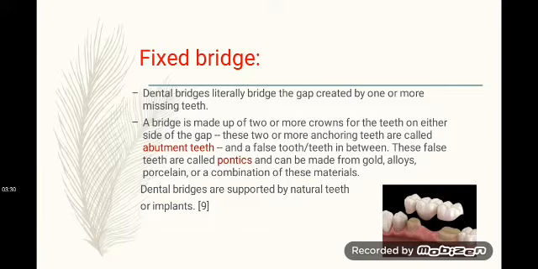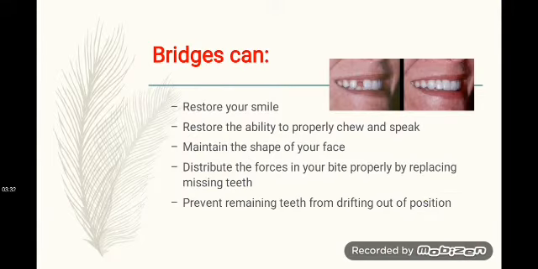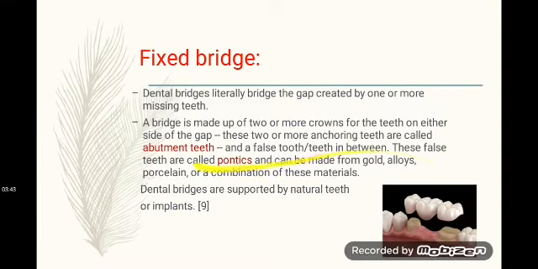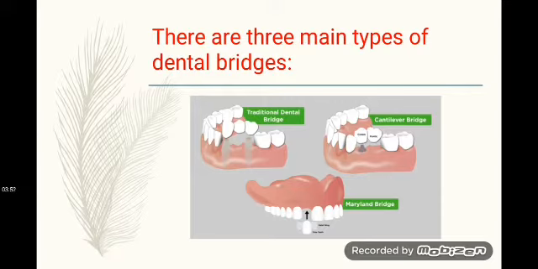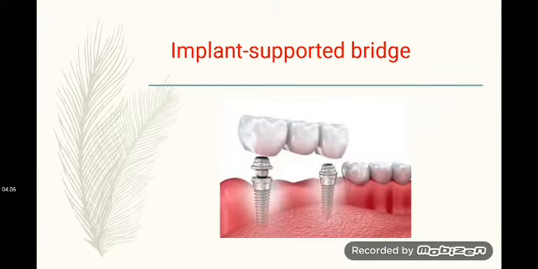The dental bridge is supported by natural teeth. The advantages of the bridge are that it restores our smile, restores the ability to chew, maintains the shape of our face, distributes the bite force by replacing missing teeth, and prevents remaining teeth from drifting out of position. In this slide, we will show the types of the fixed bridge. The first type is the traditional bridge, then the cantilever bridge and the Maryland bridge, and this is the implant-supported bridge.